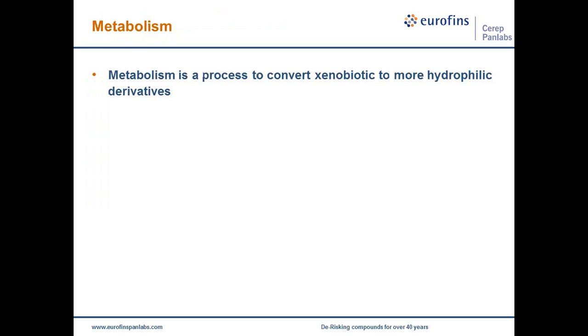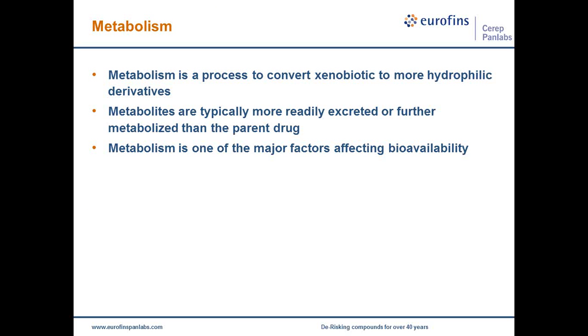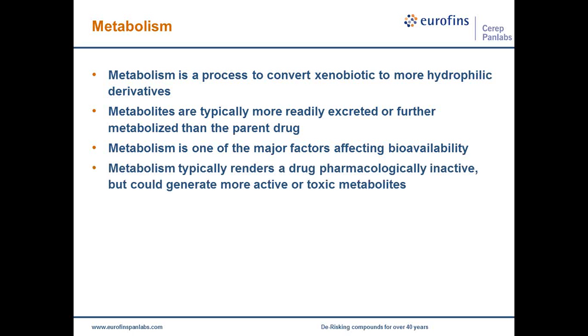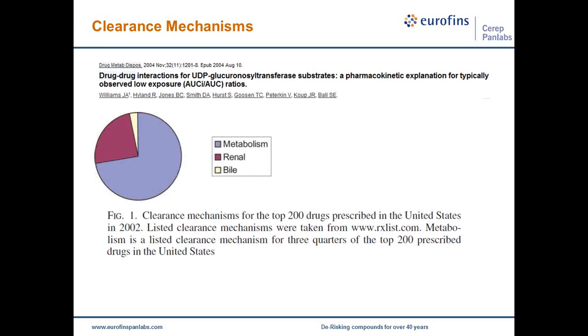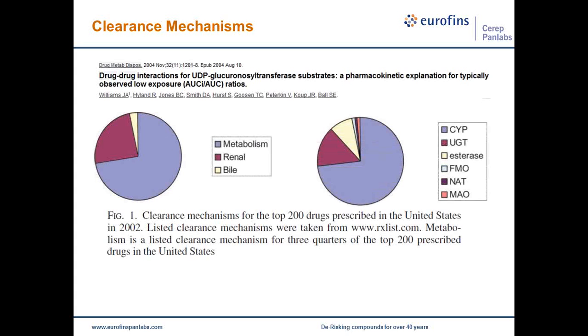Okay, now we move to metabolism. Metabolism is a major factor affecting compound stability and bioavailability. Metabolic stability is often the first characteristic to be screened. A paper published by Williams et al. in 2004 showed that metabolism is the major clearance mechanism for the top 200 prescription drugs in the US in 2002. And the cytochrome P450s are the main enzymes responsible for the metabolism. So it is important to assess CYP stability as early as possible.